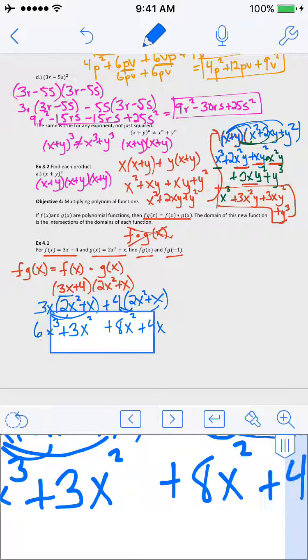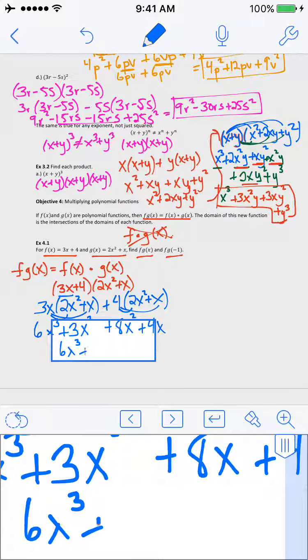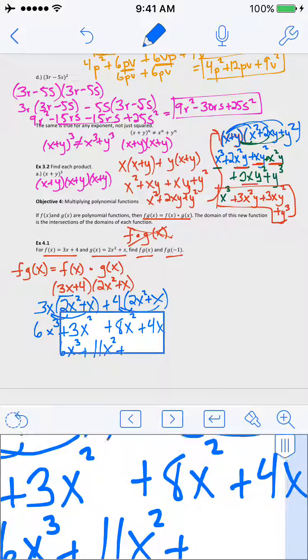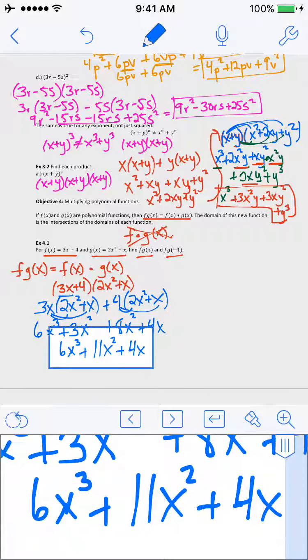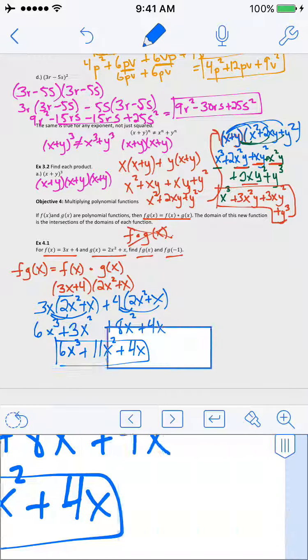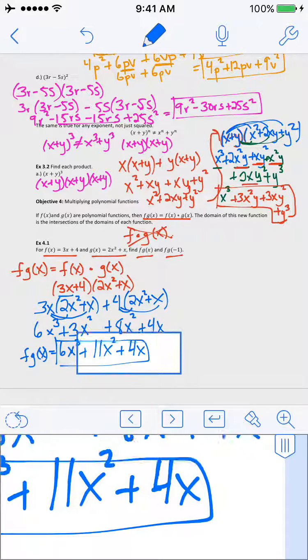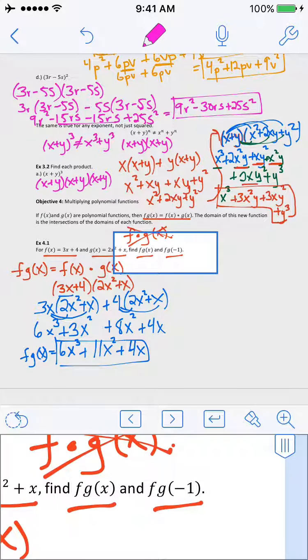Now we can combine some like terms. We end up with these two in the middle, so we end up with 6x cubed plus 11x, because I've got 3 x's and 8 x's. I'm so sorry, 11x squared, right? I've got 3x squareds and 8x squareds, plus a 4x on the end. And this is my new function. It's my function fg of x: 6x cubed plus 11x squared plus 4x. Awesome. The only other thing we need to do is now evaluate this function at -1.